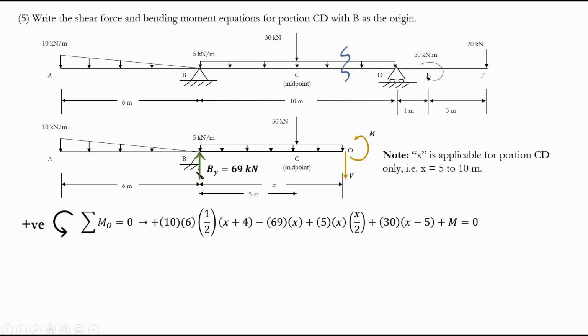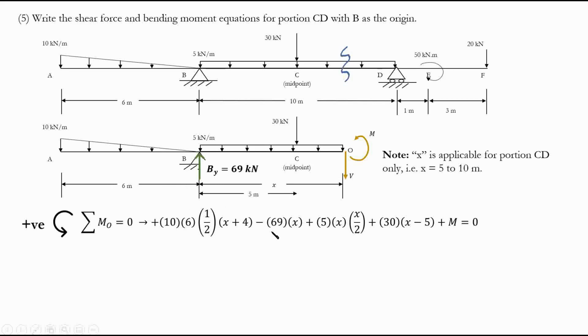Let's again start from the left. We've done this before as well. So 10 times 6 divided by 2, the magnitude, multiplied by the lever arm. What is the lever arm? So first of all, the magnitude is 10 times 6 divided by 2. We know this. What is the lever arm? This is the total magnitude, right? This is 4, remember? And this is x. The lever arm is x plus 4.